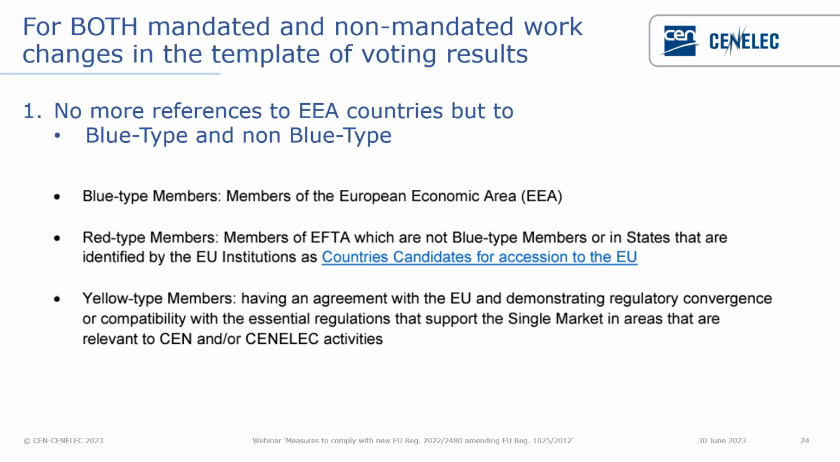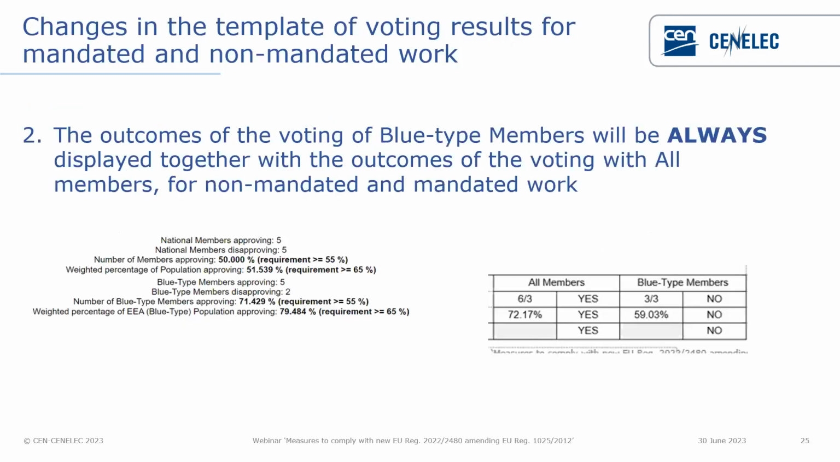For both mandated and non-mandated work, the template of the voting results will change. It is mostly editorial because you will no longer find EEA countries in this voting result, but a reference to blue type or non-blue type. The second change that will affect both is that the outcomes of the voting of blue type members will always be displayed together with the outcomes of the voting counting all members, for non-mandated and mandated work. So this is an example.